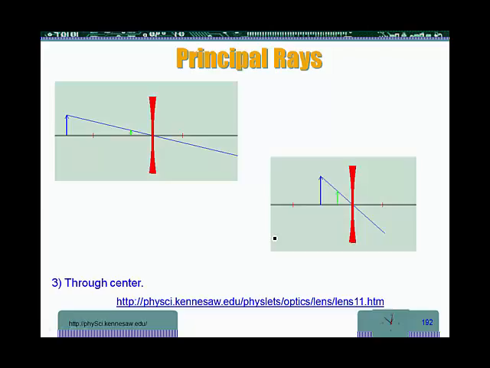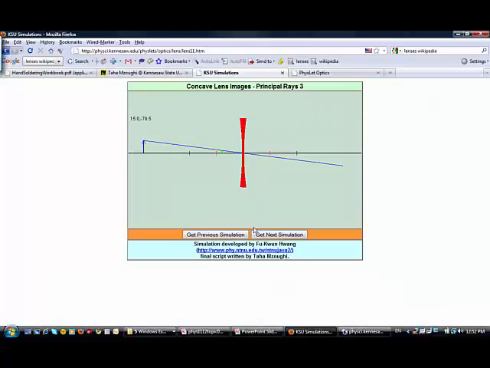The third one is the one passing through the center of the lens. Unlike for a convergent lens, that one is not affected, so it stays straight. Okay, let's look at it here, and that's what we got. No matter where the object is, whatever the orientation of the object.